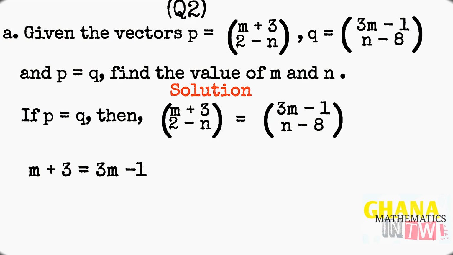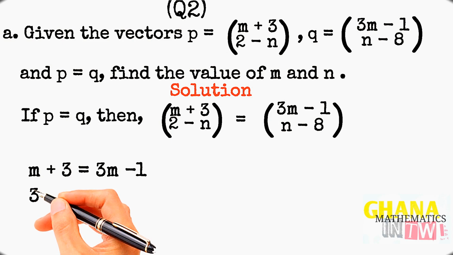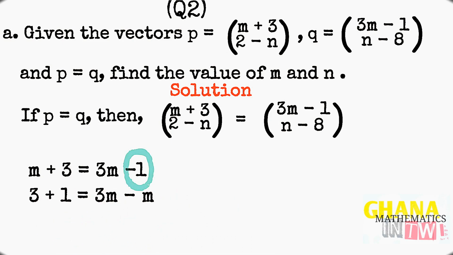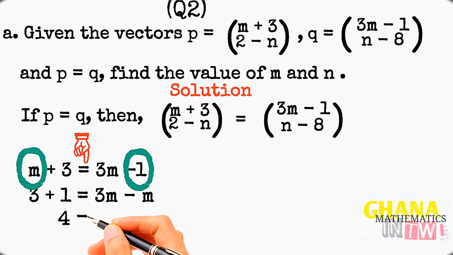Here we group like terms. The minus 1 crosses the equal sign and becomes plus 1, so 3 plus 1. And the m in m plus 3 also crosses the equal sign, so the 3m becomes 3m minus m, because m is positive and crosses over to become negative. Negative becomes positive and positive becomes negative. I used the color green.